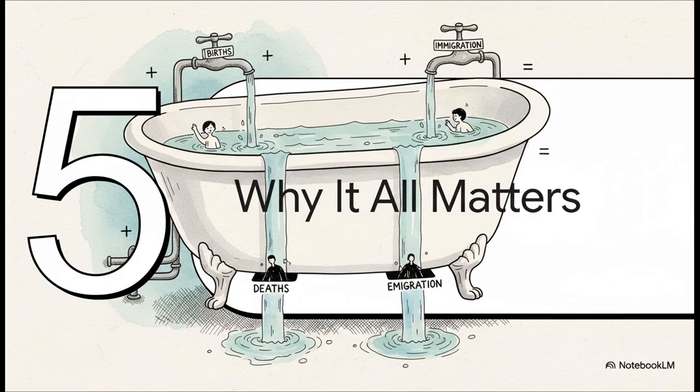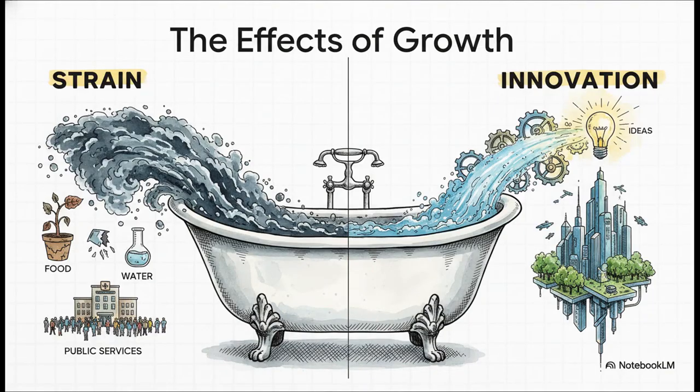So, we've cracked the code. We've done the math. But what's the big deal? Why does this one little equation actually matter so much in the real world? Well, it matters a ton because these numbers have huge real-world effects. Knowing these trends helps leaders plan for everything. Are we going to need more schools for kids? More hospitals? Are there enough jobs to go around? Enough food and water? But it's not all about strain.